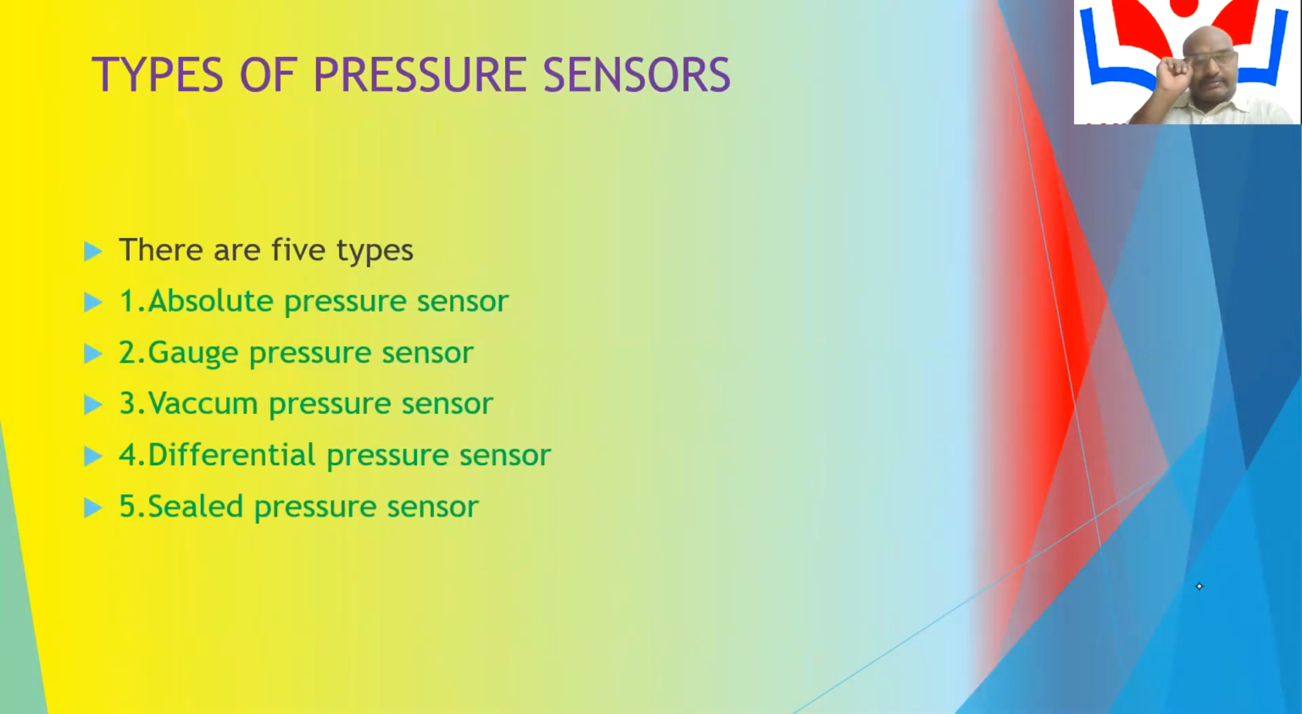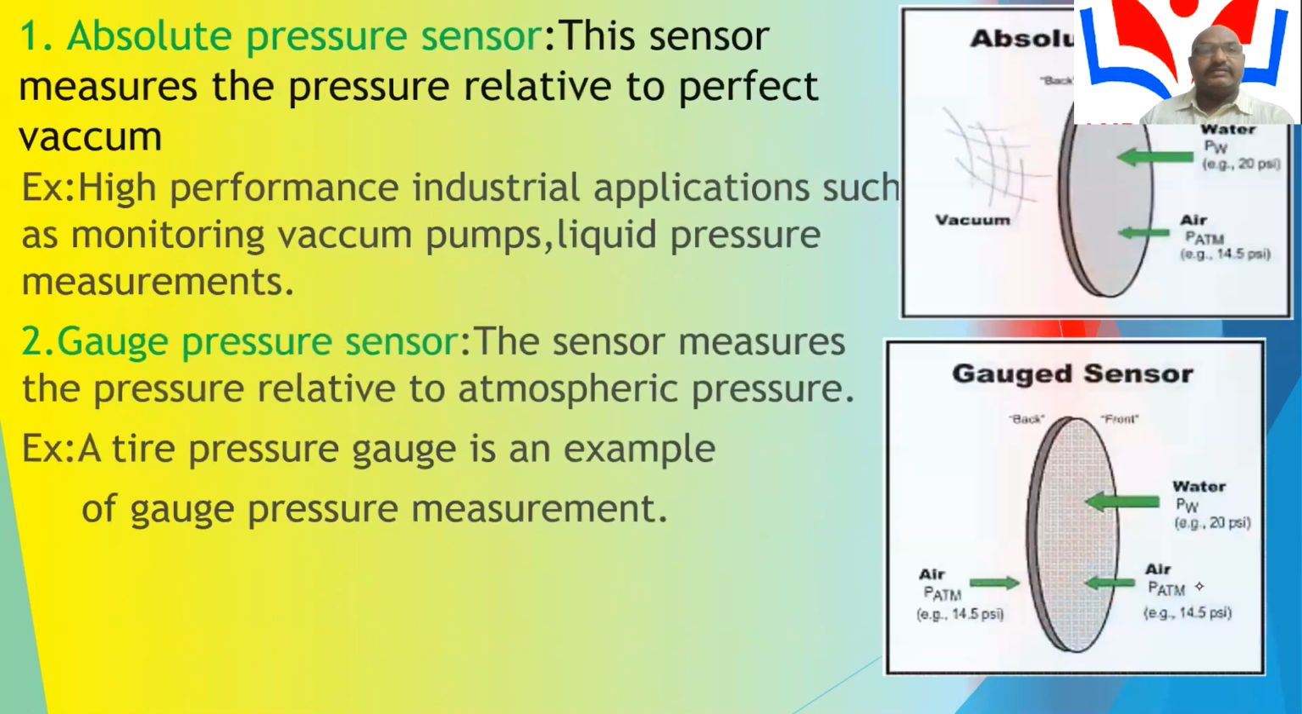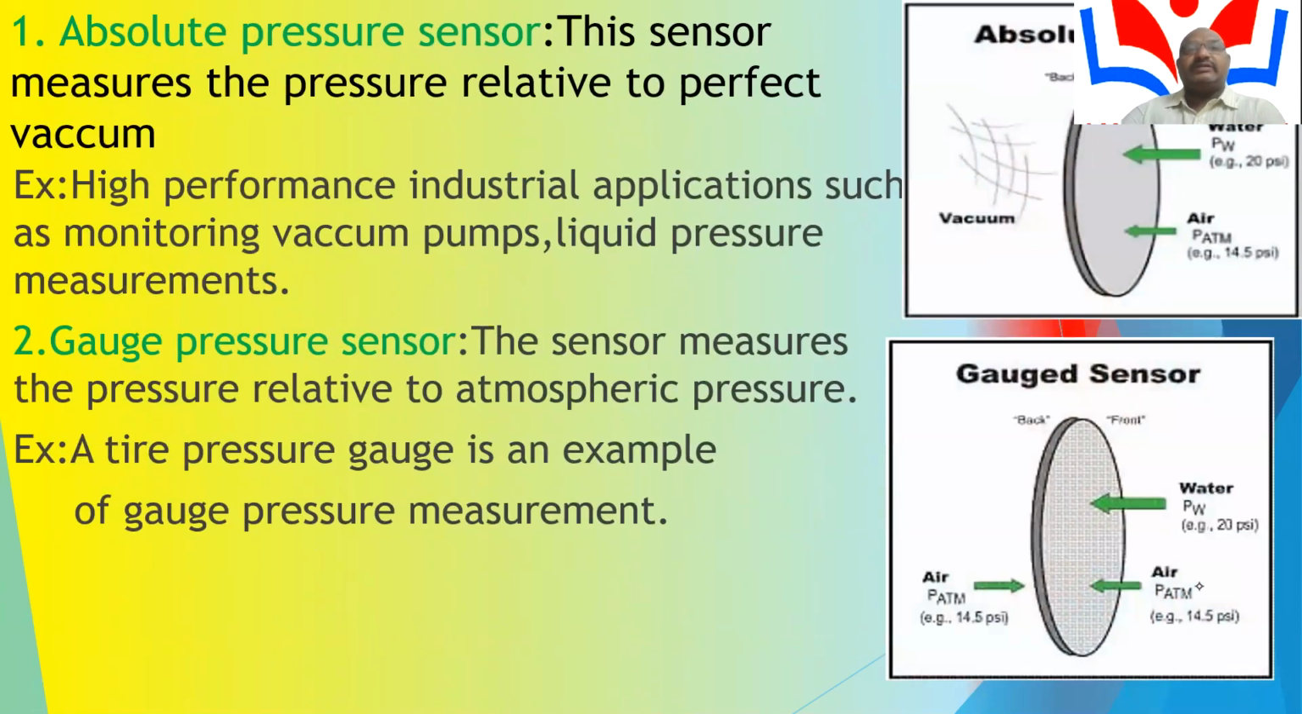There are five types of pressure sensors: absolute pressure sensors, gauge pressure sensors, vacuum pressure sensors, differential pressure sensors, and sealed pressure sensors. The absolute pressure sensor measures the pressure relative to a perfect vacuum. From the diagram, it is suited to high performance industrial applications such as monitoring vacuum pumps and liquid pressure measurements.